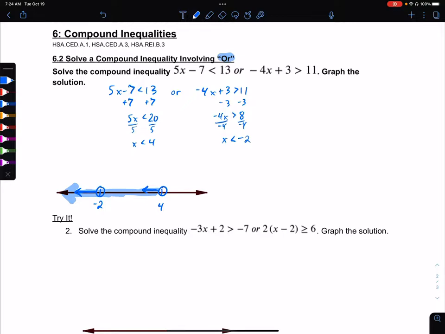So you'd solve each one individually and then graph them on the same number line, but kind of graph them separately to see what it would look like. And then there is the chance that they overlap. In this case, it overlaps, so we would shade everything to the left of the 4.